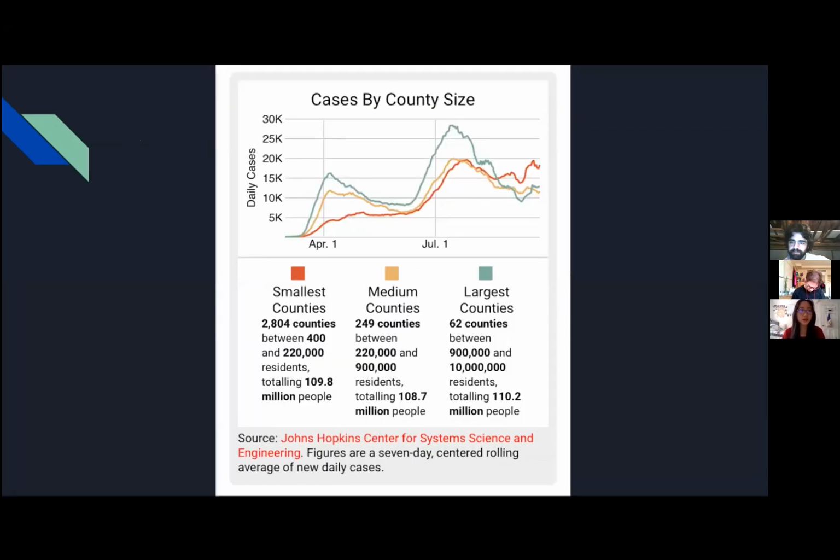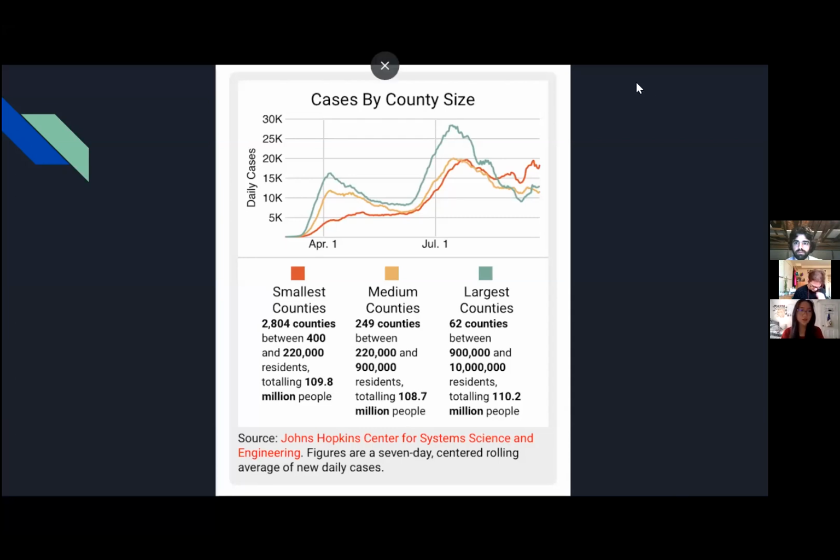Next, we have a graph about county differences. So it shows new cases by the county size. And what's really interesting to note is that the 62 largest counties were responsible for most of the cases for the first two waves. But right now, the smallest counties are leading the charge in the third wave. So one possible explanation is that these smaller, more rural counties have a wider range in COVID guidelines, with potentially lower adherence towards wearing masks or socially distancing.